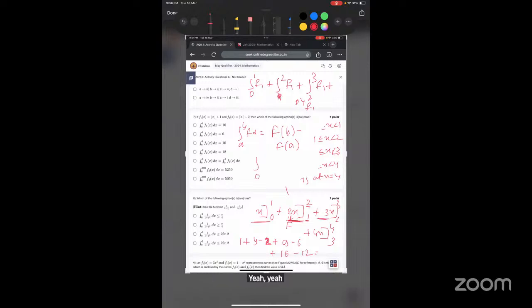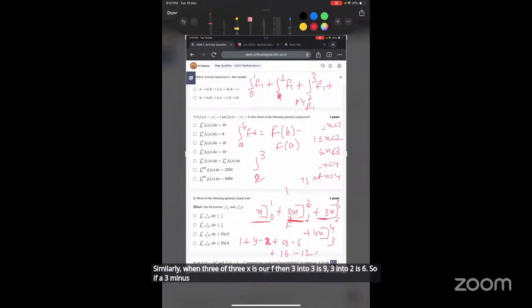This F1 is from 2 to 3. If I take the interval 2 to 3, then F1 will be 3, right? That is why we took 3. And x plus 1, integration of 1 is x. So now if this is our f, f of 2 is 4, then f of 1 is 2, right? Similarly, when 3x is our f, then 3 into 3 is 9, 3 into 2 is 6. So f of 3 minus f of 2 will be 9 minus 6. Similarly, we will do for the rest, right?